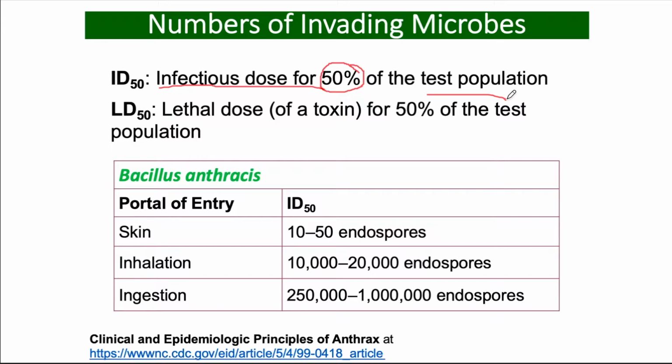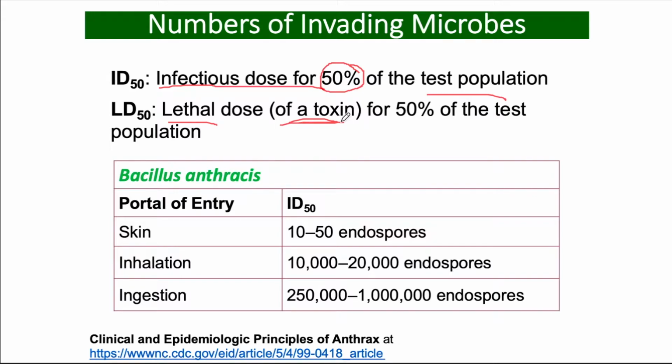And so the lower the infectious dose, the more pathogenic that particular pathogen would be, because you only need few organisms or few cells of that organism to establish an infection. Then there's lethal dose. So lethal dose is LD50, infectious dose ID50. LD50 is mainly in connection with toxin. So we're talking about the dosage of the toxin that will kill 50% of the test population.